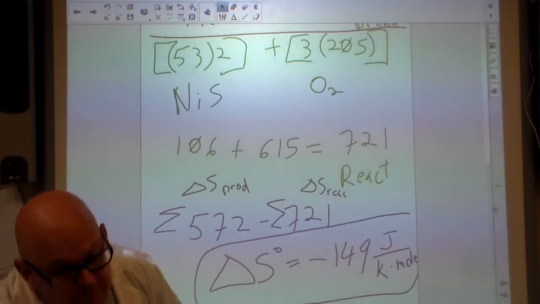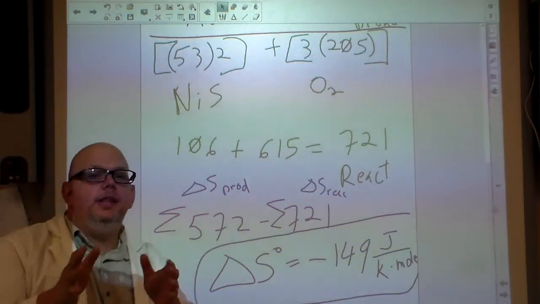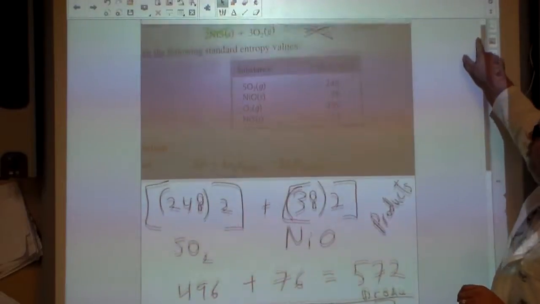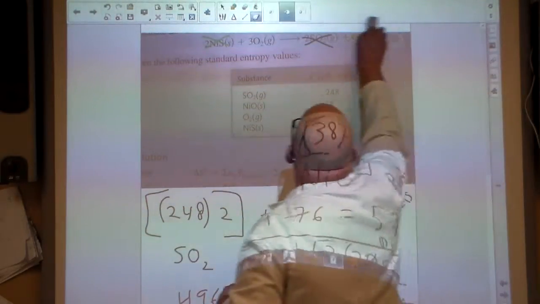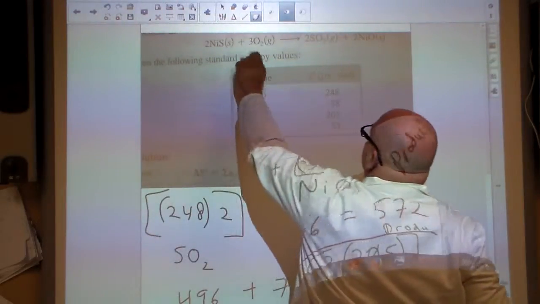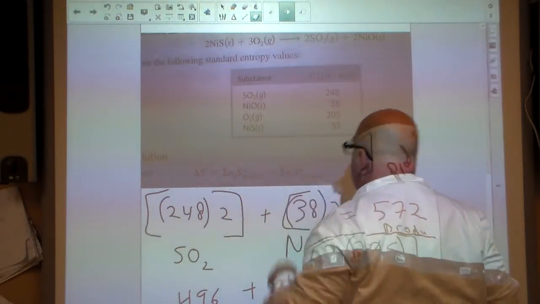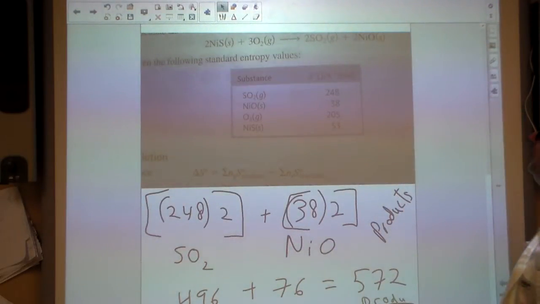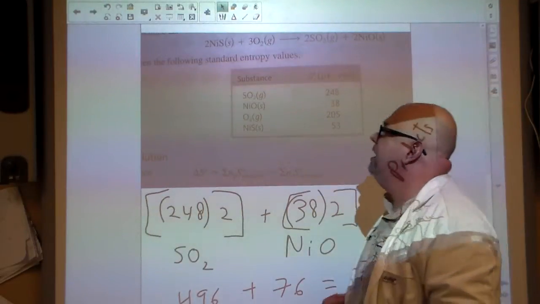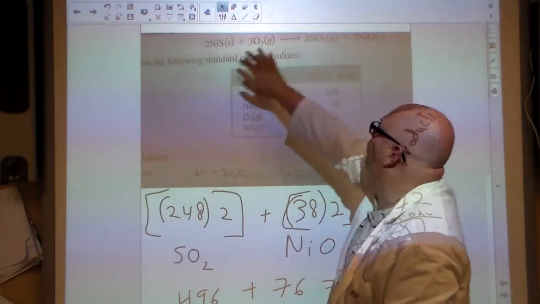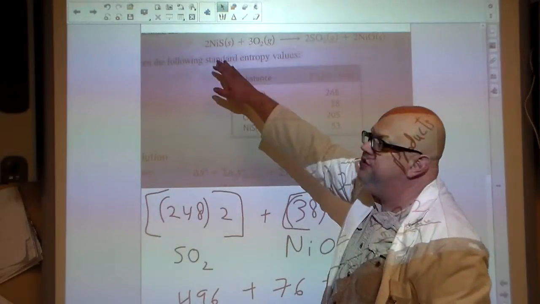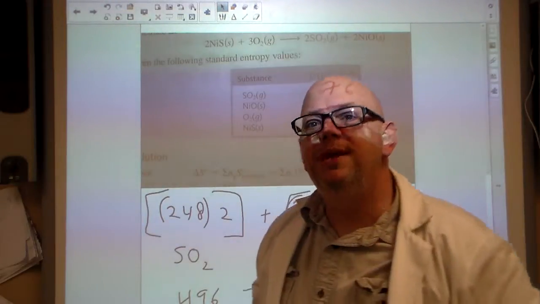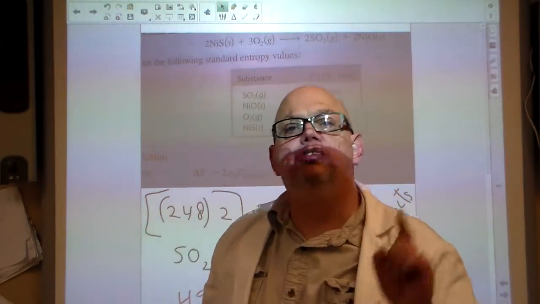Now, it's a negative, so that's telling us something. It's telling us that the entropy is actually decreasing. Let's take a look here for a moment. If we look at the original equation up here, 2 NiS, that's a solid, and 3O2 as a gas, we get 2 SO2 gas and 2 NiO as a solid. Now you're sitting there thinking, but wait a minute, you still got 4 pieces. You've got solid on both sides and a gas on both sides. Correct. But how many moles of all those particles do we have?